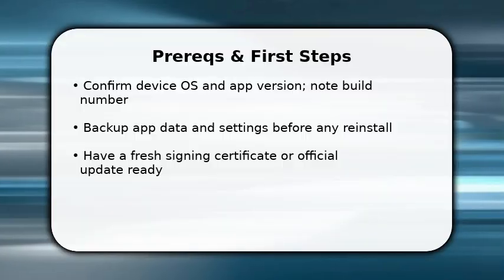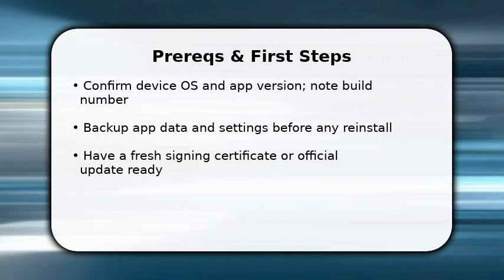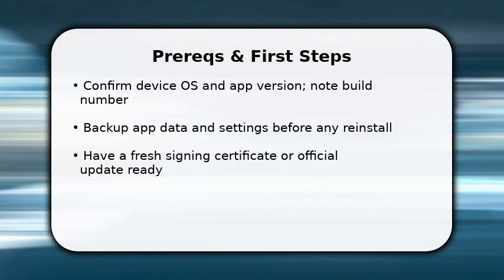You start by confirming OS and app version so you know which certificate will work. Back up your app data to avoid loss, then remove the revoked install. Once done, download the replacement package or official update and make sure your signing certificate is valid for this build. If you use a provisioning profile, verify its expiration date now. These initial checks prevent repeating the revoke cycle and set you up to re-sign or reinstall cleanly.